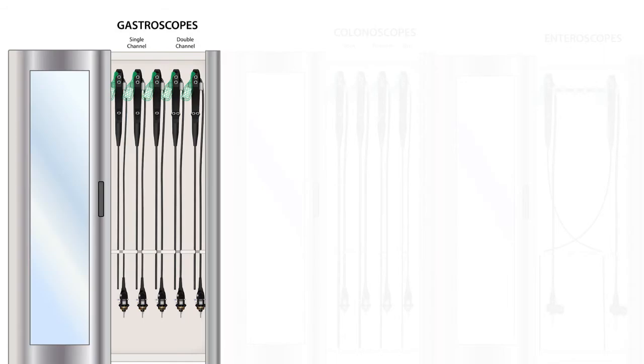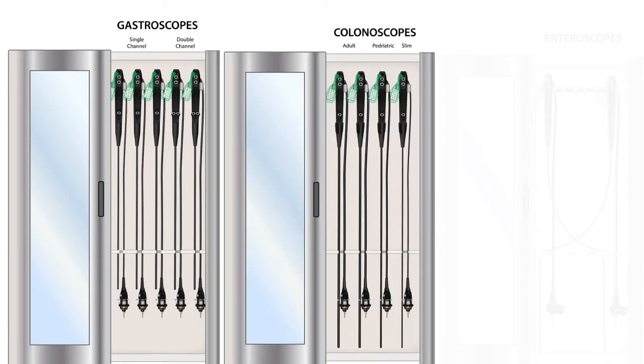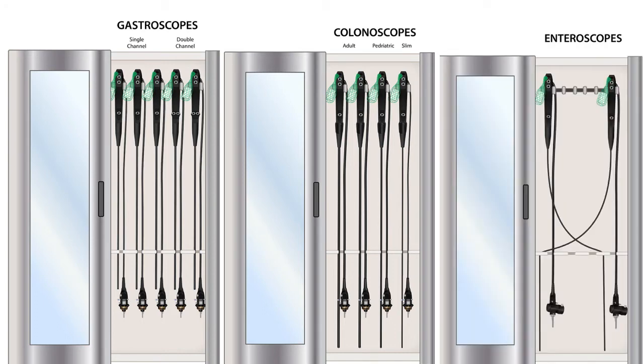In order to find out, all you have to do is walk into the endoscope storage area and look at the cupboards and see the differences between the gastroscopes, single channel, double channel, colonoscopes, adult, pediatric and slim, and enteroscopes. As you can see, there is a difference in the length of the insertion tube between the gastroscopes and colonoscopes and between the colonoscopes and the enteroscopes. You also notice that there is a difference in the caliber of the scope. So, we will go into the details as we discuss it next.